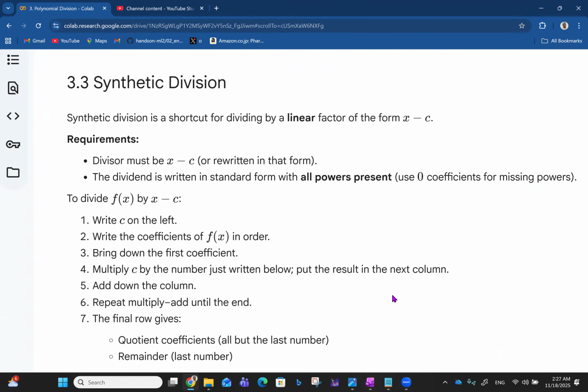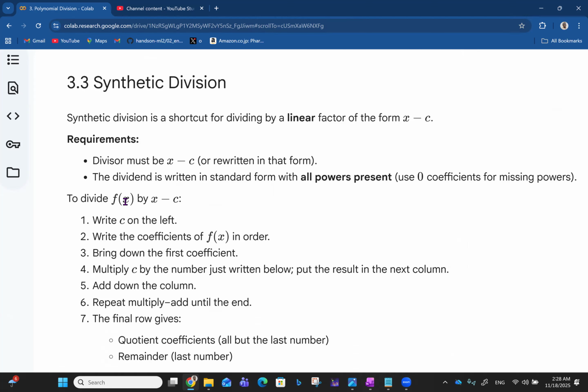Okay, so let's go ahead and talk about synthetic division, which is a kind of shortcut to handle this issue. Synthetic division is a shortcut for dividing by a linear factor of the form x minus c. The requirement is that the divisor must be x minus c, or be written in that form. Whatever you have, you can rewrite it in x minus c form. The dividend is written in standard form with all powers present, so any missing power gets a 0 coefficient.